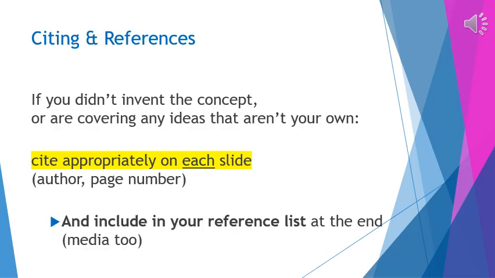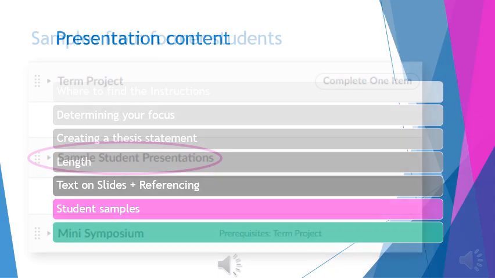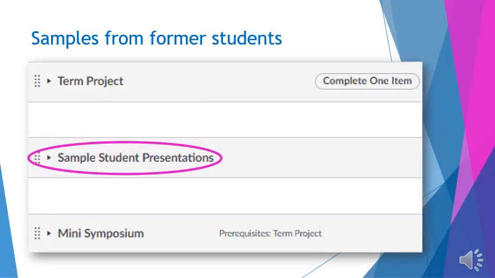Next, I'll talk to you a little bit about student samples from prior iterations of this course. If you scroll beneath the instructions and where you turn in the presentation, as you can see here in the picture, you'll see student samples listed, and you can go in and click on those to see a former student's version or interpretation of this assignment.